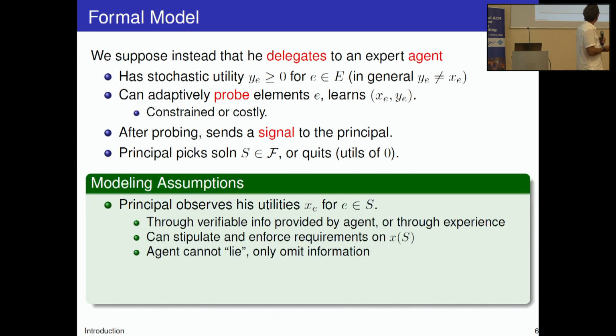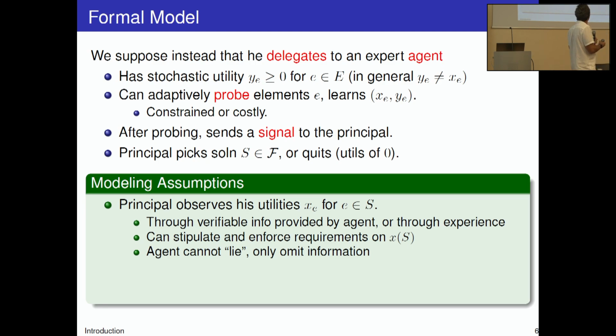So there are some important modeling assumptions I'm going to mention. The first one is that the principal observes his utility for the solution he selects. So when he selects a solution, he sees how good it is, right? And there are a couple of different ways to think about it. One way to interpret this is that the agent, when he proposes or suggests a solution, provides verifiable information, provides a plan on how to implement it, and that makes clear the principal's utilities, right?